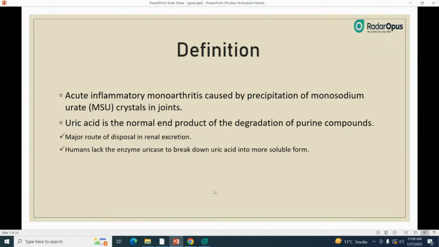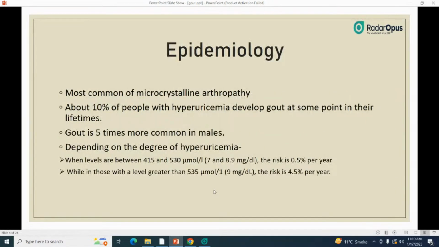Gout is a form of inflammatory arthritis that results from an excess of uric acid in the blood. Among people with gout, 90% have kidneys that don't adequately remove uric acid from their urine, while 10% have a high uric acid level because they produce too much uric acid. Now, after definition, I'm moving on to my epidemiology part.